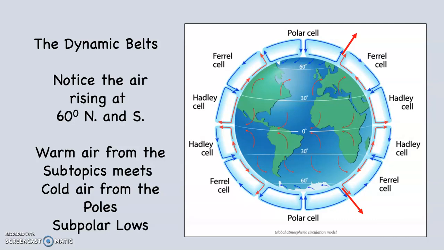So again, the two dynamic pressure belts per hemisphere are the subtropical highs and the subpolar lows. This just means that there's multiple factors involved creating them. The two thermally induced are the equatorial low and the polar highs. The two dynamically induced are the subtropical highs and the subpolar lows.